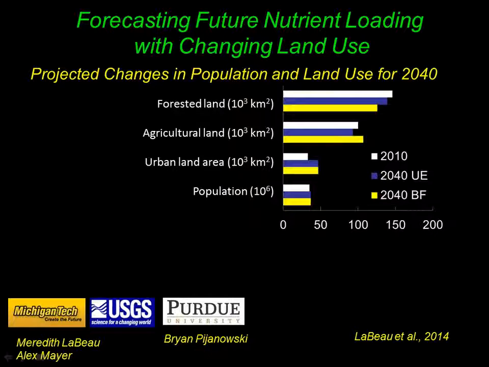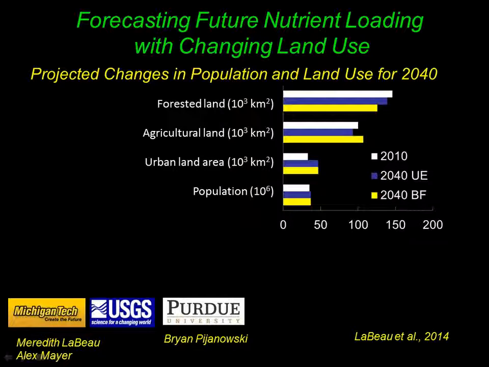So we've got two studies that we're doing this with right now. One was with Meredith LeBeau and Alex Meyer from Michigan Tech. And we worked with Brian Pianowski from Purdue to try to say what we can project in the future if land use changes. This is what Brian was working on. Here's Brian's output, where we're looking at urban expansion and then urban expansion with biofuel production, so two scenarios. Brian came up with these changes in land use that we can expect, in this case, for 2040.